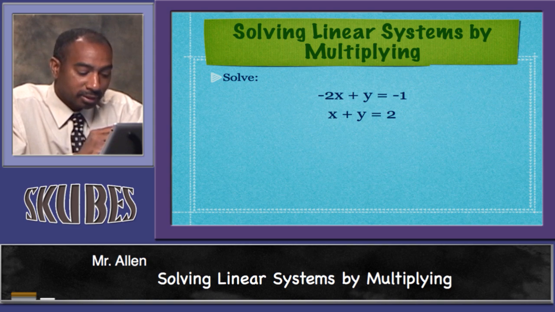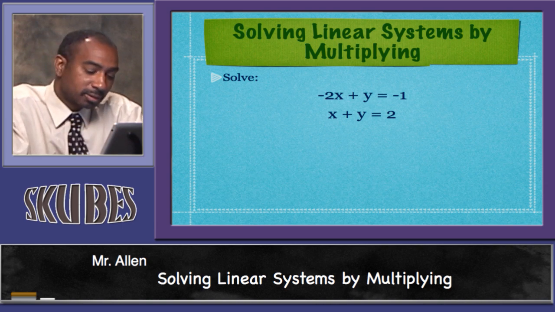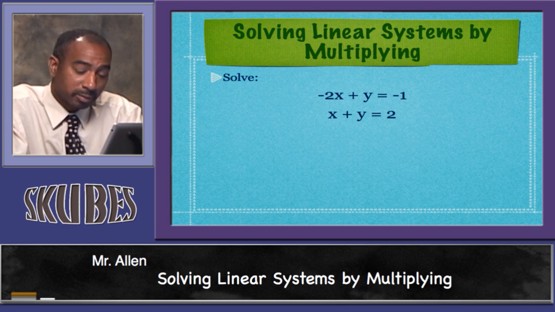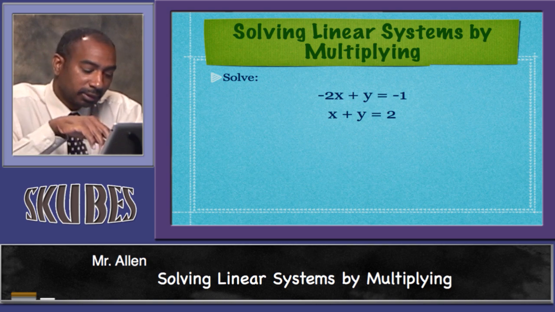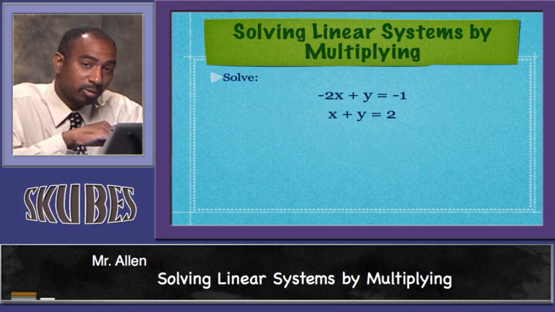If I were to add this together, I would get negative x plus 2x equals 1. And you would just have one equation, two variables. The goal is to eliminate one of the variables, either the x or the y. So you notice that y repeats itself in both equations. If I just change the sign of one of them, then I can eliminate the y variable.